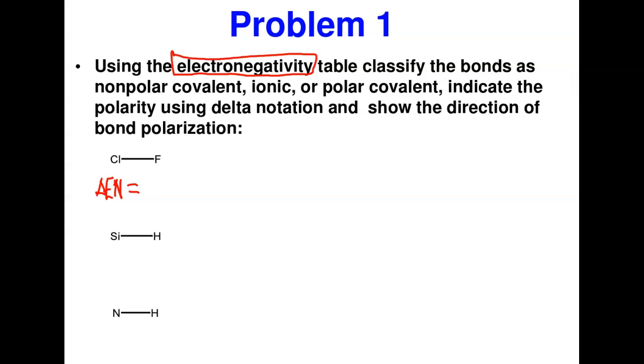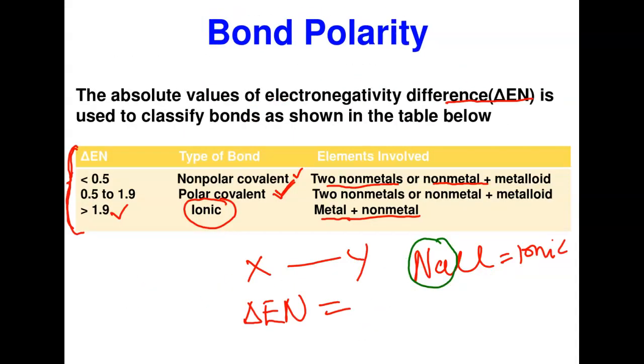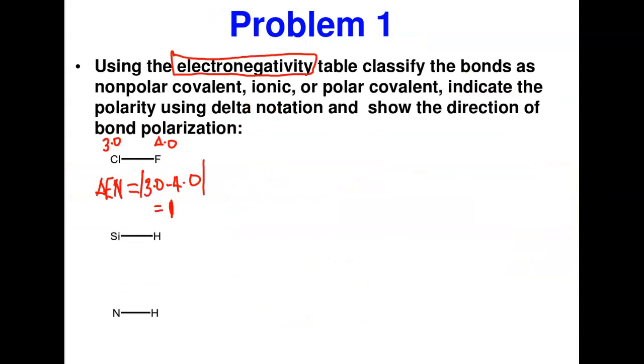So I say chlorine is 3.0 and fluorine is 4.0. The change is 3.0 minus 4.0, and of course, this is an absolute value. 3 minus 4 gives you -1, but the absolute value gives you 1. What that tells you, looking at the classification of this bond, is that when it is between 0.5 and 1, this is a polar covalent bond.